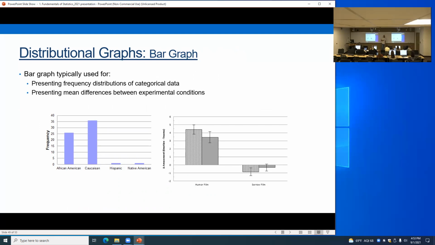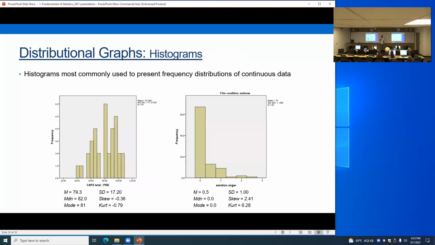Got our bar graphs. These are nice for categorical data, mean differences, things along those lines. Histograms are most often how we present our continuous scores. Everybody's kind of familiar with histograms. These are frequency distributions. Here we've got CAPS scores pre-treatment for some data that I have. So we've got a skew of -0.36 and kurtosis of -0.79.